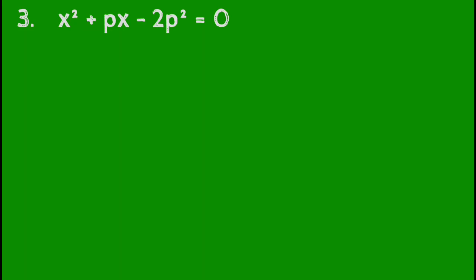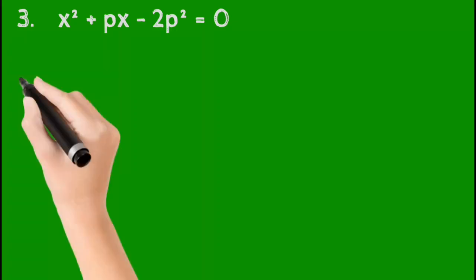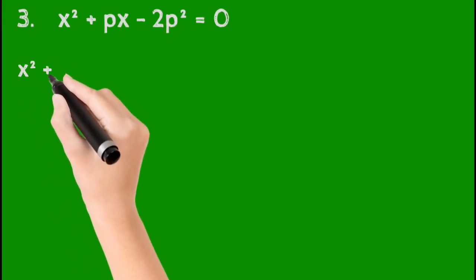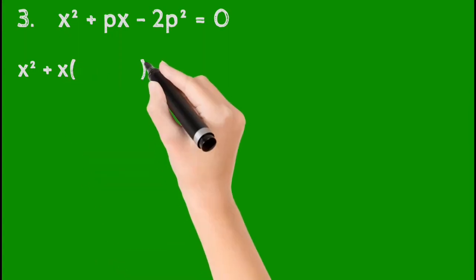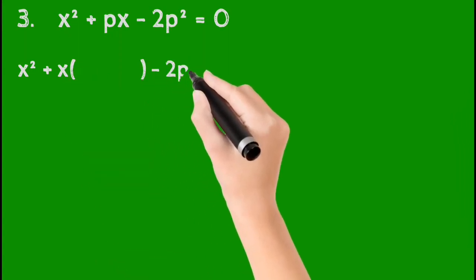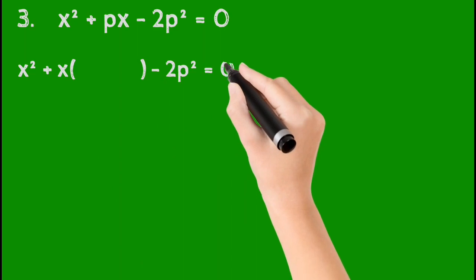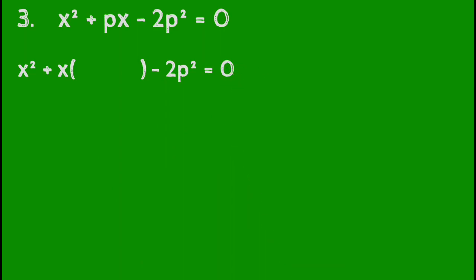So this is a quadratic equation. It fits in that ax squared plus bx plus c is equal to 0. p is the coefficient of the middle term, minus 2p squared is the last term. So let's factorize this. x squared plus x open brackets minus 2p squared is equal to 0.